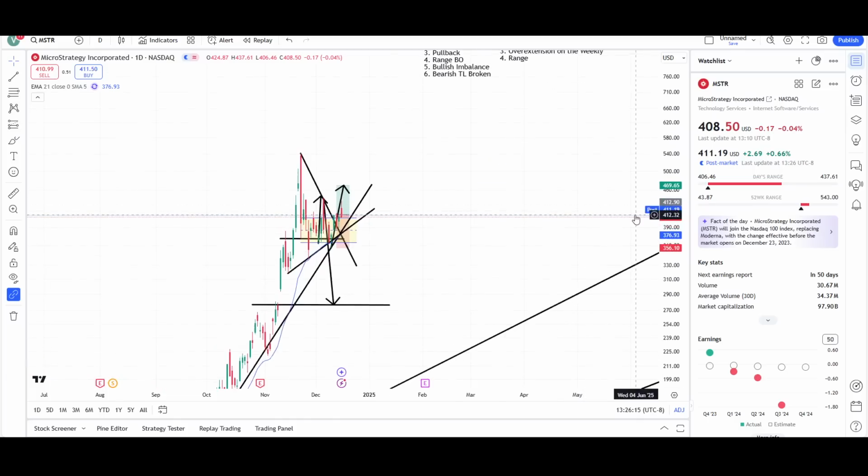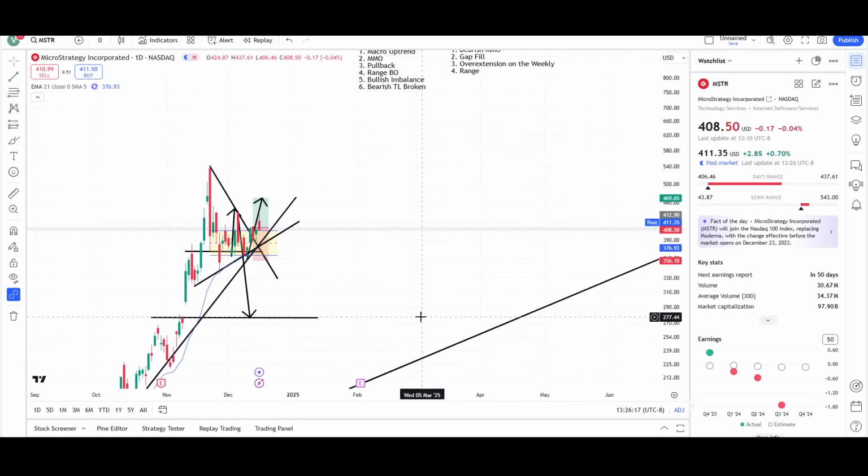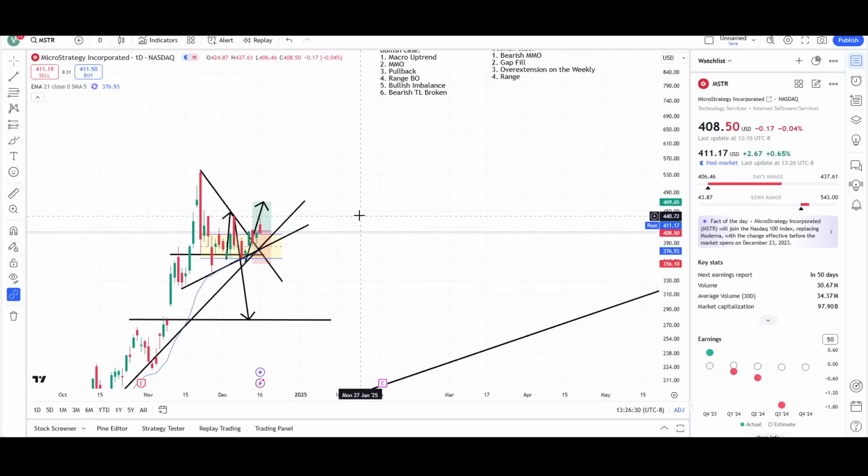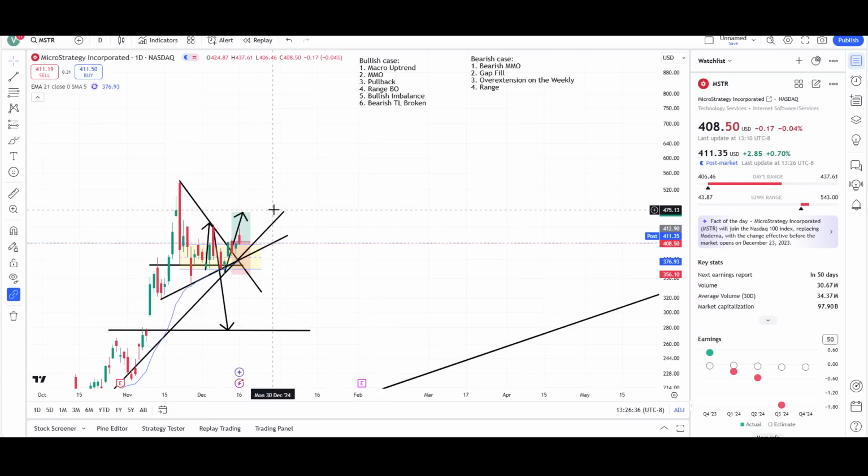Bears have the measured move target at the 275 or 277 still in play. So that is not out of the question. We are definitely still in the realm of dropping below the $300 level. I don't want to invalidate this. This target is not invalidated as of right now. Until we can see a break above the 445, this target is still in play. So it might even be in play even if we do continue higher.